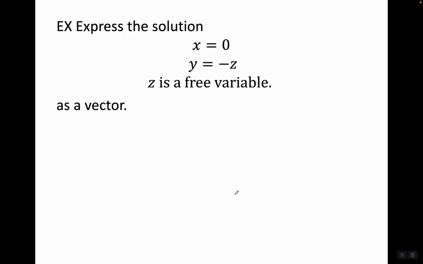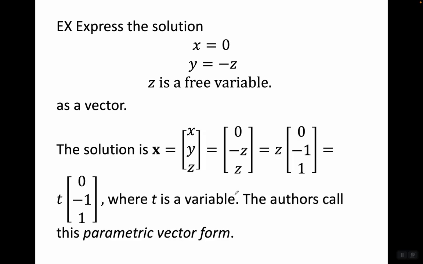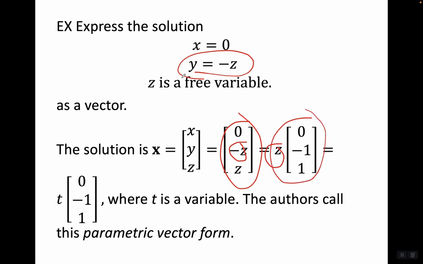Express that solution, x = 0, y = −z, z a free variable, as a vector. Here's how we could do that. The solutions (x, y, z) = (0, −z, z), because x is 0, y is −z, and z is, of course, z. So the free variable z is just equal to z. We can factor out the z, and then we get z times (0, −1, 1). You could write the solution in this way. I asked for it as a vector, so I'd be fine with that as an answer.